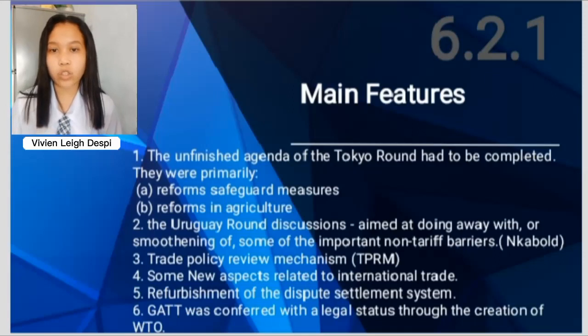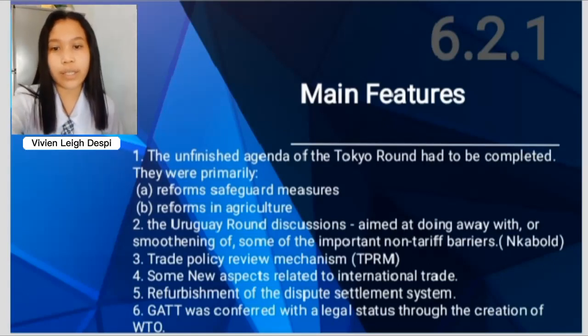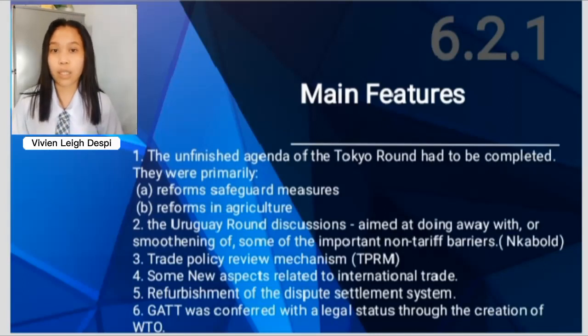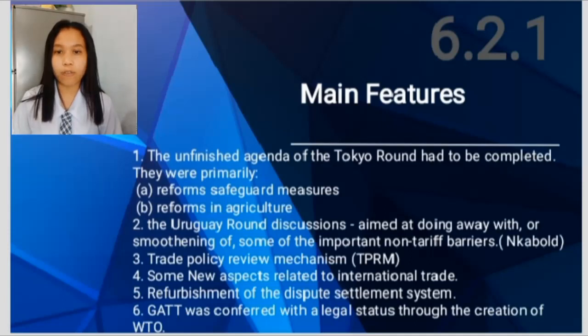The third is the constitution of the Trade Policy Review Mechanism or TPRM, and the fourth one is some new aspects related to international trade. And the fifth one is the reinforcement of the dispute settlement system, and the sixth one is that the GATT was conferred with a legal status through the creation of the WTO.